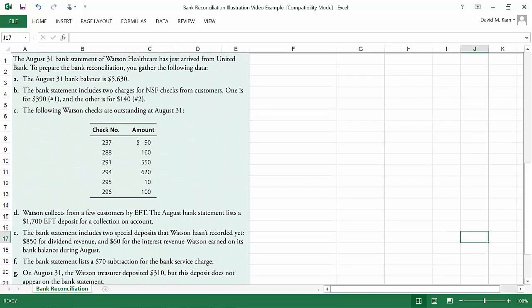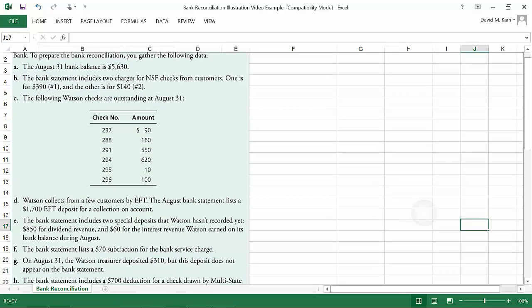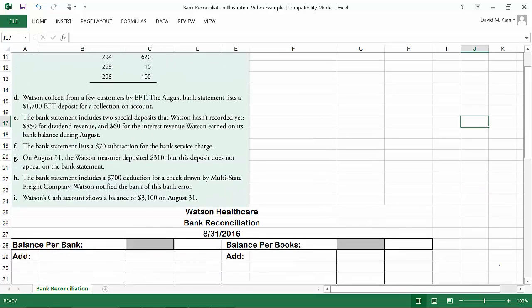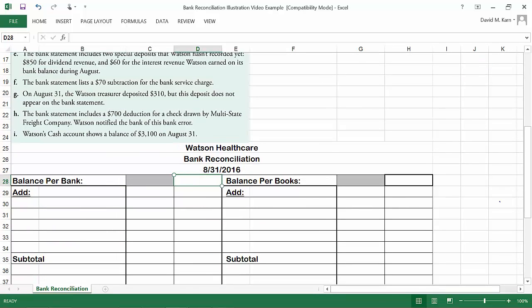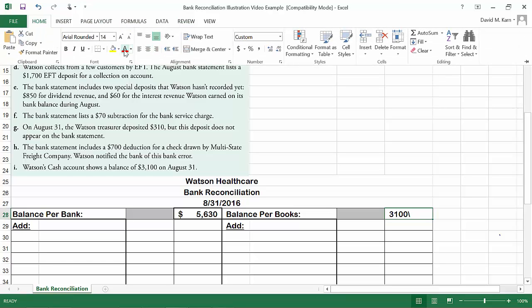Let's take a look at the easiest ones first. Bank, we said that in letter A, the balance per bank was $56.30, so we'll put that here. And then we know that in letter I, it says the cash account balance, or in this case, the balance per books is $3,100. Okay, so we'll just go through now the rest of these, and then we'll have to figure out how we're going to put them into this particular form here.